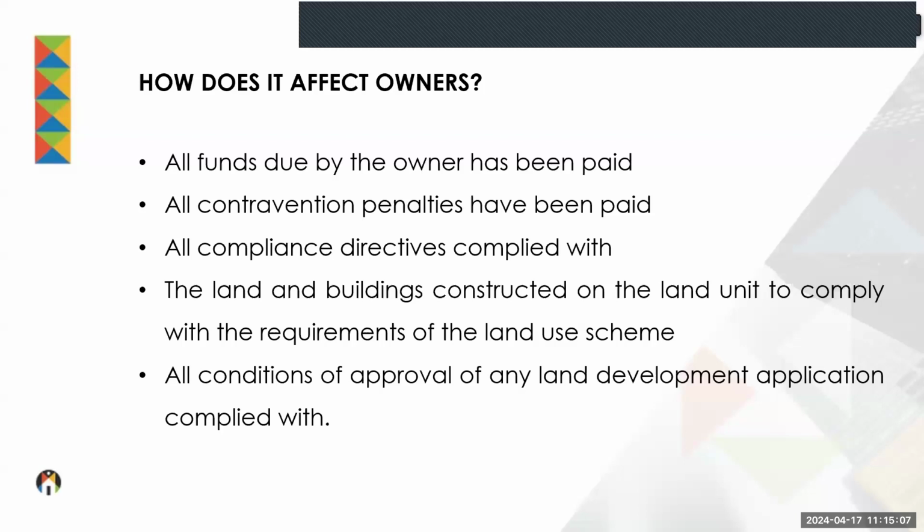The land and buildings constructed on the land unit must comply with the requirements of the land use scheme. And in many cases now we found that, due to illegal construction, a different land use has been put in place on that property, which is against the town planning scheme and the land use restrictions placed upon that property by the town planning scheme. And all conditions of approval of any land development application must then be complied with by the owner.